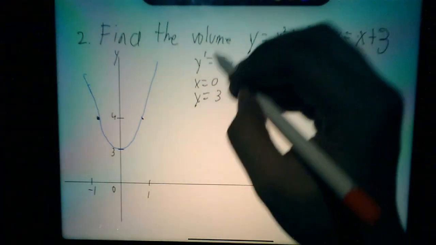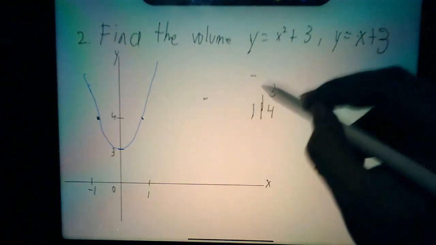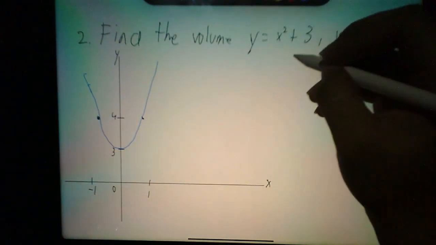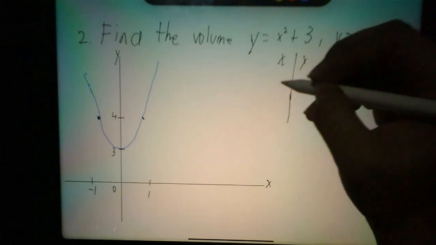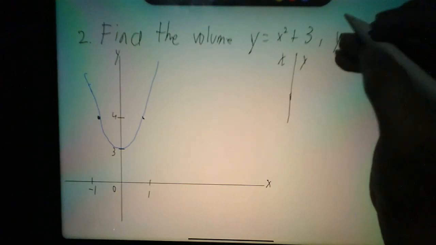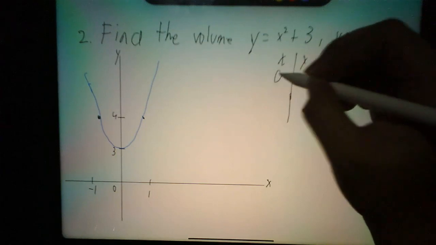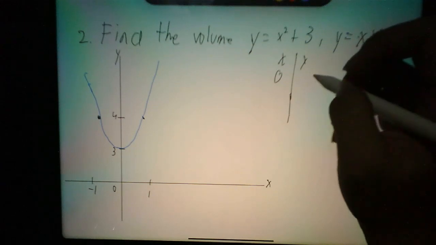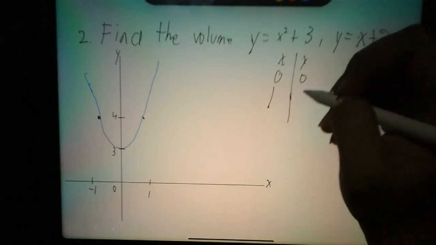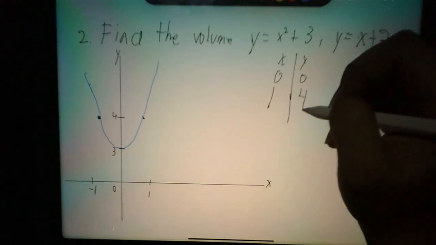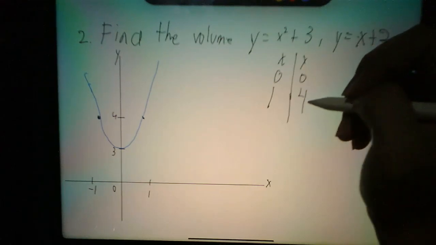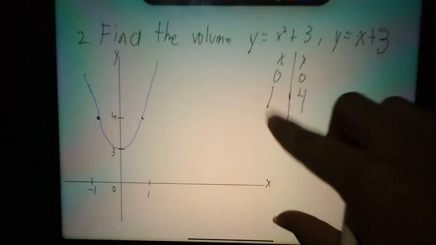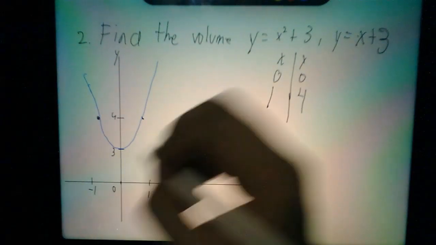And now we are going to find the points of our line here. We need to find both points by making a table. If x equals 0, our y will become also 0, and if x equals 1, our y will become 4. So our points of intersection are between points 1 and 4.